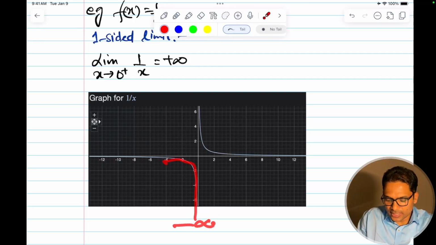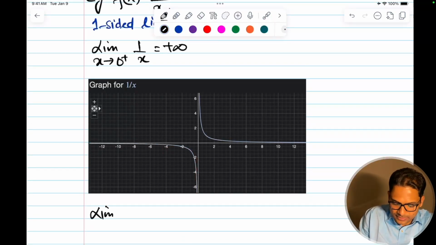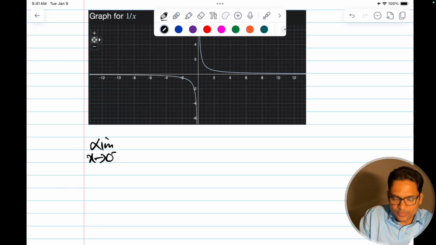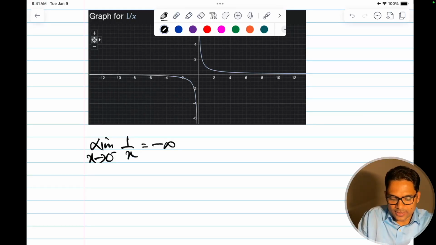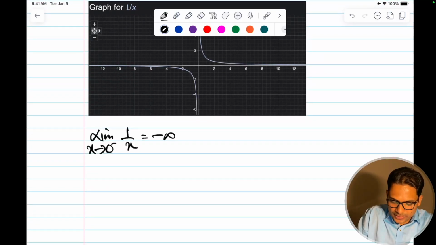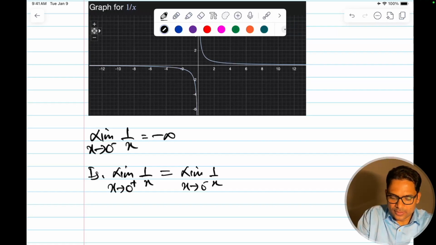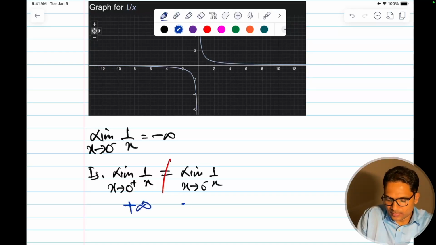Okay, this will go to the negative infinity side. So if I write limit x tends to 0 from the negative side, 1 by x, this will be equal to negative infinity. Now if I say limit x tends to 0 from the positive side of 1 by x, are they equal? No, because this is plus infinity, this is minus infinity.